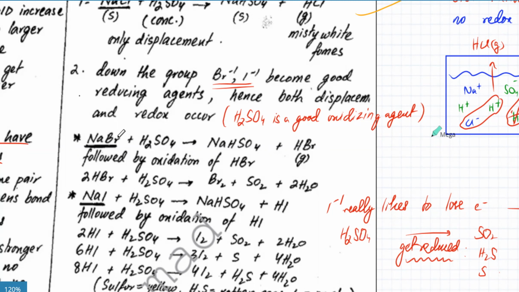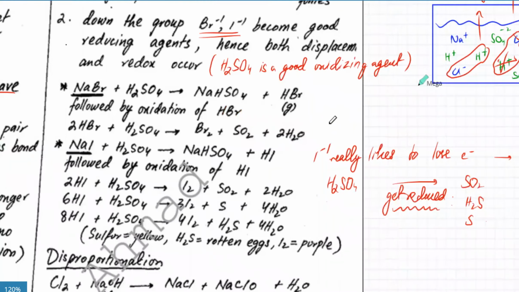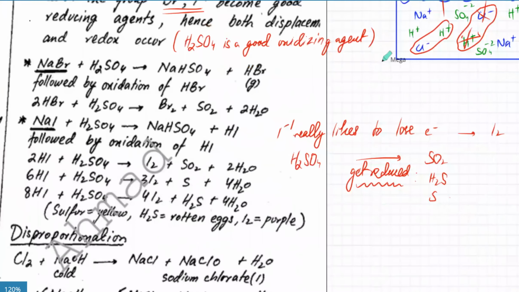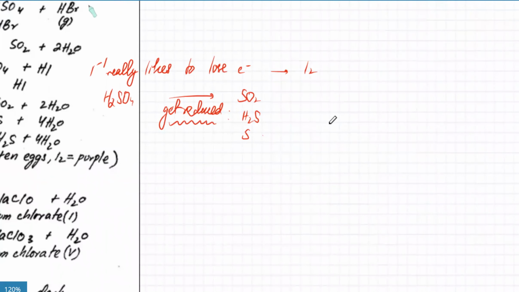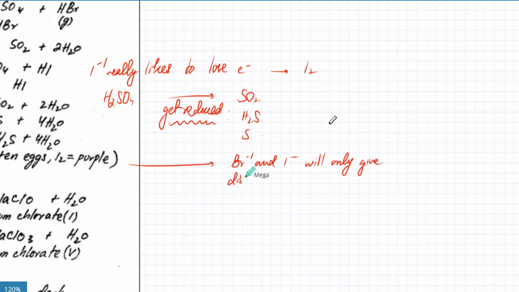So the reason this redox reaction is able to happen is that H2SO4 is a pretty good oxidizing agent. So if you want to get only displacement, then change the acid. So Br-1 and I-1 will only give a displacement reaction, no redox reaction.